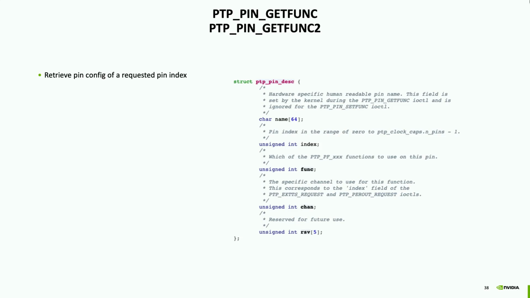So the next function is the PTP pin get function. This one will actually get the pin configuration for a given pin index. The whole pin subsystem is used for devices that have pins that can have multiple functions. For example, you have input-output pins for your device, and you need to configure the direction before you enable them. So this function is used to get what you configured on the device.